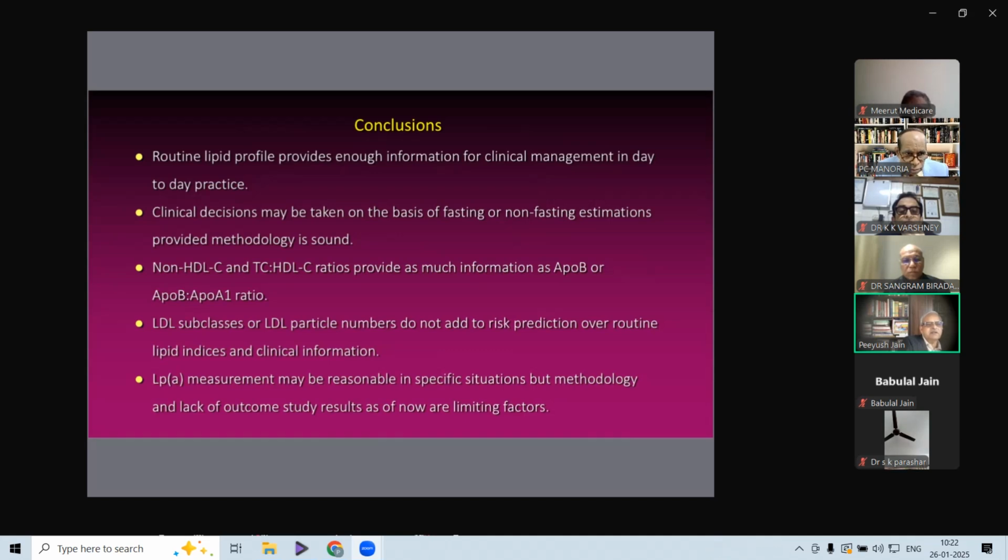LPA measurement may be reasonable in specific situations, but at the moment, I must say, it is only for risk assessment, not for management in a significant way, because we don't have outcome studies, which are undergoing at the moment, and we will know about the benefits of lowering of LPA by the agents that are available, like pelacarsen and related compounds, very soon, and then maybe this will become prime time.